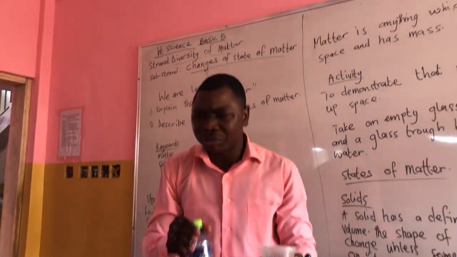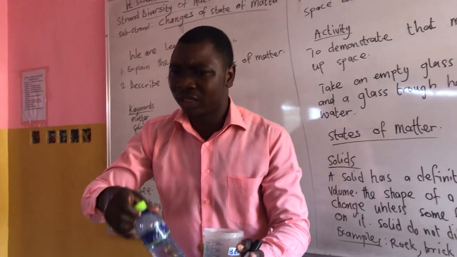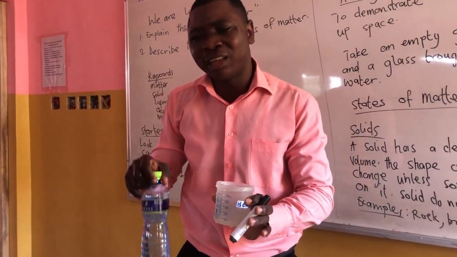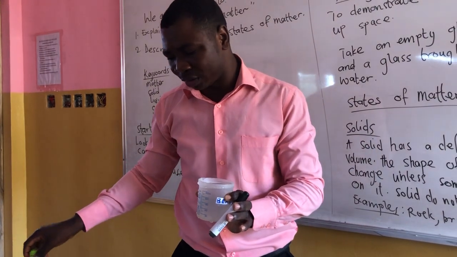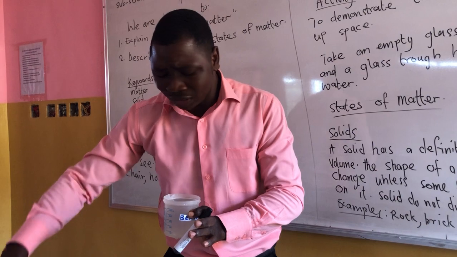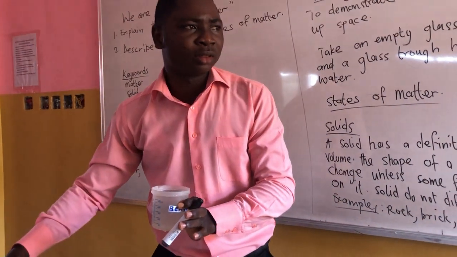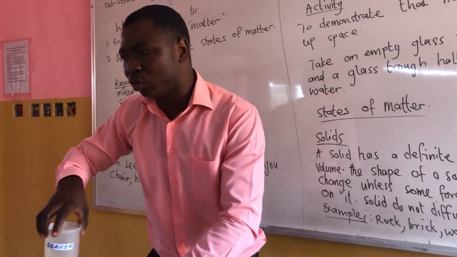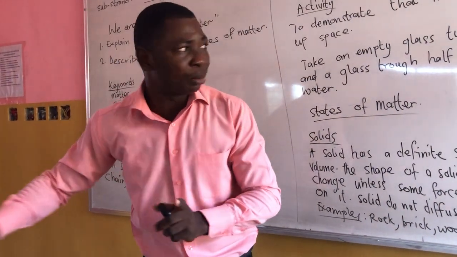No definite shape, because you can't measure the shape, okay? But the volume is definite. When you want to measure the volume, you measure it using the object it occupied or filled, okay? You see the object, so you can get the volume. But the shape, you can't measure it.